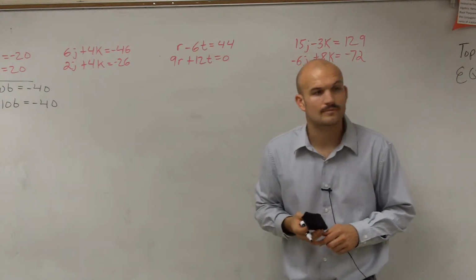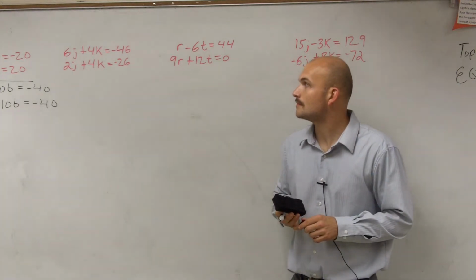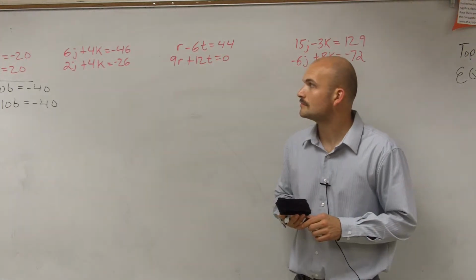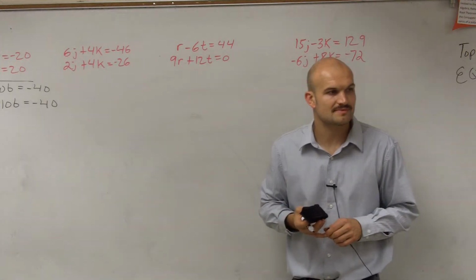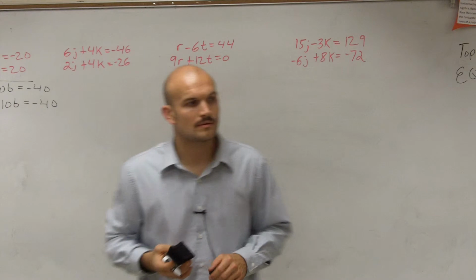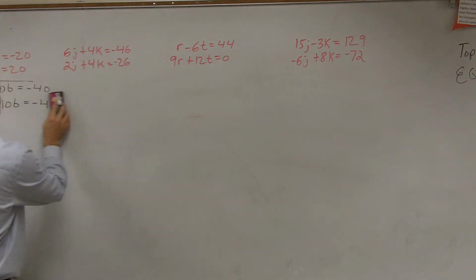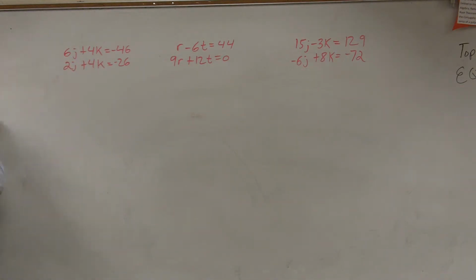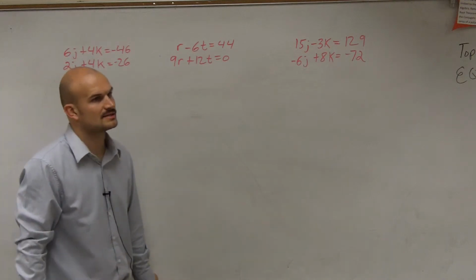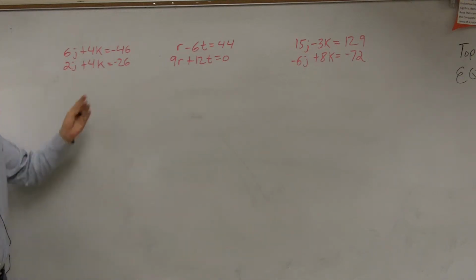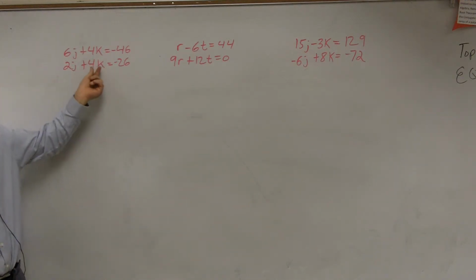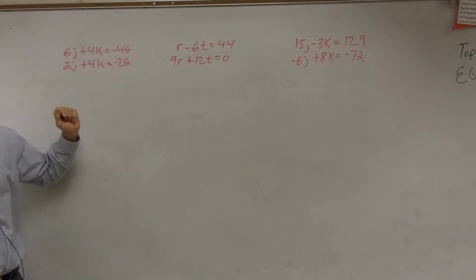Are the variables always in the same order? You might have to rearrange them. Sometimes they're not always linear. But it doesn't matter if you rearrange them? Nope. Just like 3 plus 4 is the same as 4 plus 3, as long as you keep the signs the same. So let's look at this one. Do I have coefficients that are the same?